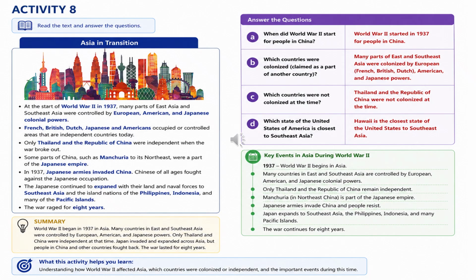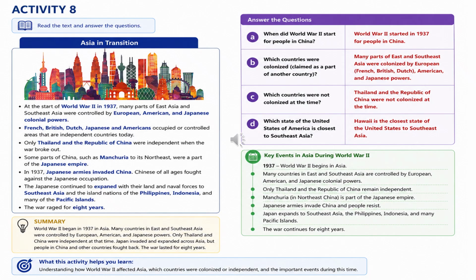Question C asks, which countries were not colonized at that time? According to the information in this lesson, Thailand and the Republic of China remained independent. Finally, question D asks, which state of the United States is closest to Southeast Asia? The answer is Hawaii. It's an island which is situated in the Pacific, closest to Southeast Asia.